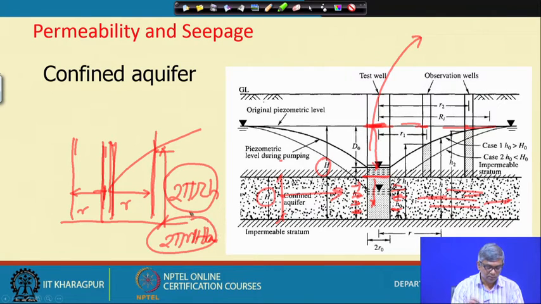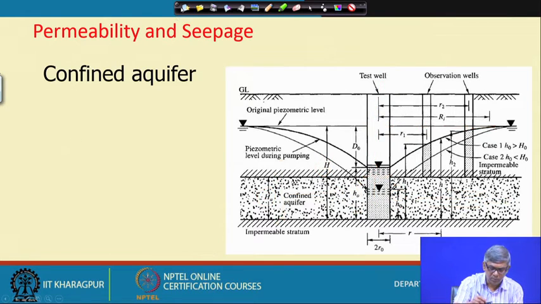So, that is the only difference from unconfined to confined. We will show that in the next slide. When we consider the area through which water is entering the well, that was 2 pi r into h, which was variable. Now we are also considering another imaginary well at a distance r from the pump well, and through that well water is entering through 2 pi r into H A, which is constant. That is the only difference. We will show that in the next slide.